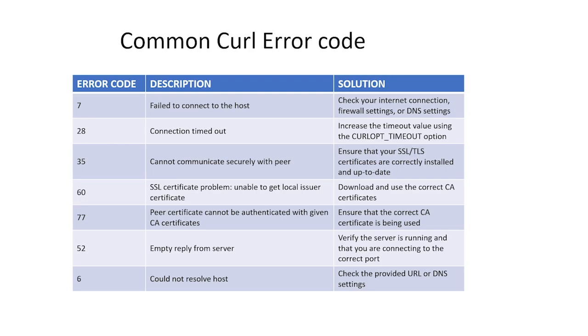Next we have error code 35. Error code 35 states cannot communicate securely with peer. So there might be an issue with the certificates, SSL/TLS certificates, which may not be updated correctly or may be expired. So we have to make sure that SSL/TLS certificates are correctly installed and up to date.